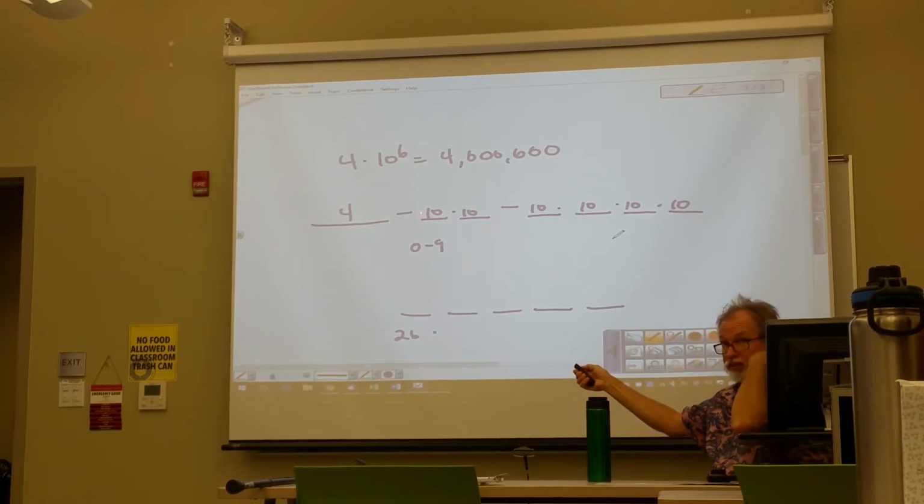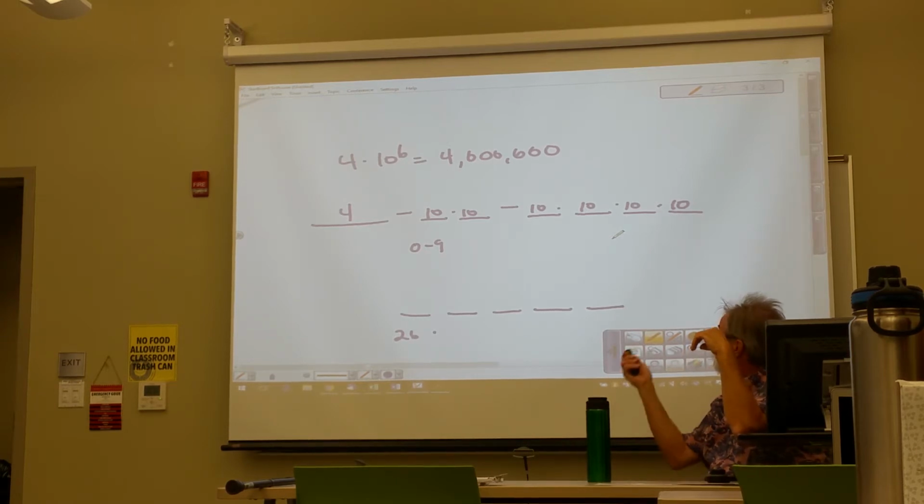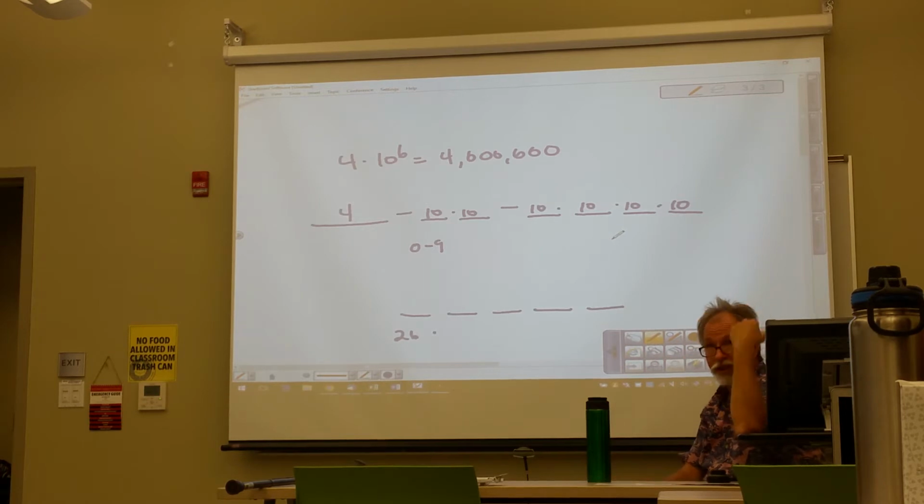And then you had 10 different digits that could go in here, 10 here, 10 here, 10 here, 10 here, 10 here. So you end up with 4 times 10 times 10 times 10 times 10 times 10, which basically comes out to be 4 million. It's just a straight multiplication.